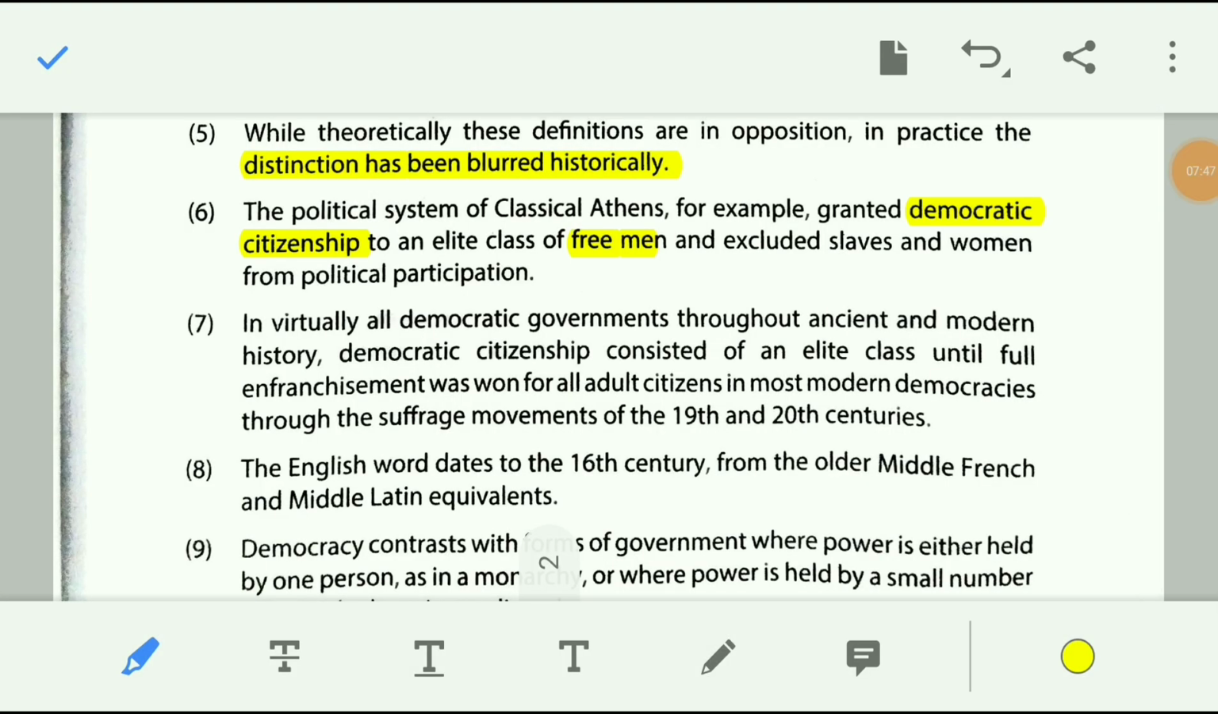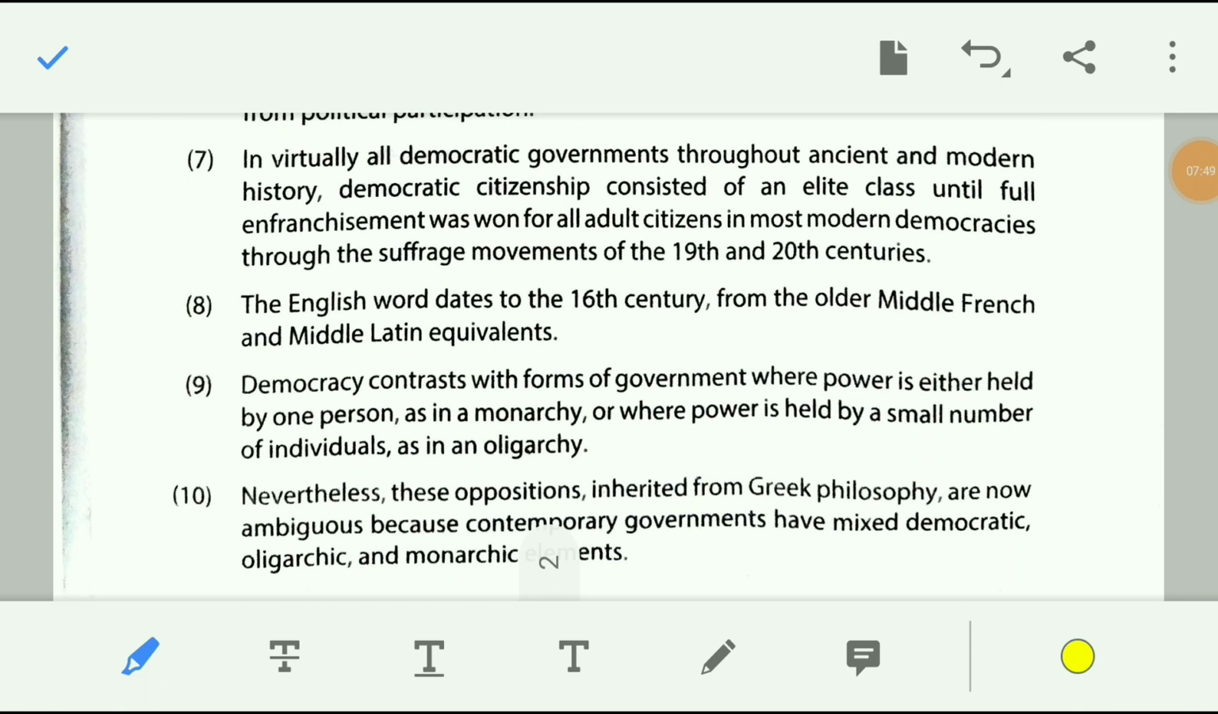Also, for number 8, you get to see that this English word dates to the 16th century from the older Middle French and Middle Latin equivalents. It is showing you the etymology of the word. Saan ba nanggaling yung salita o kung kailan ba siya nagsimulang ginamit, and so on and so forth.